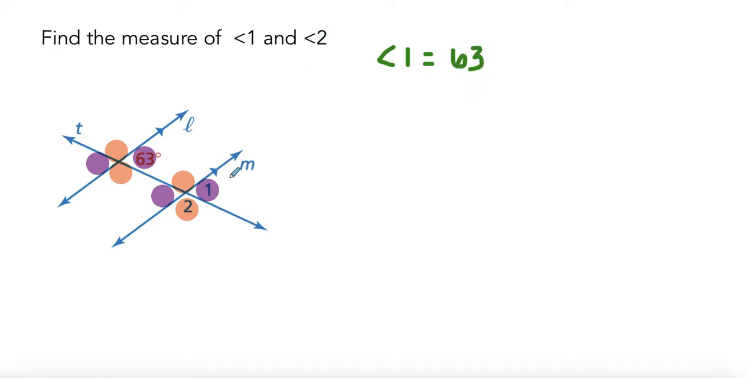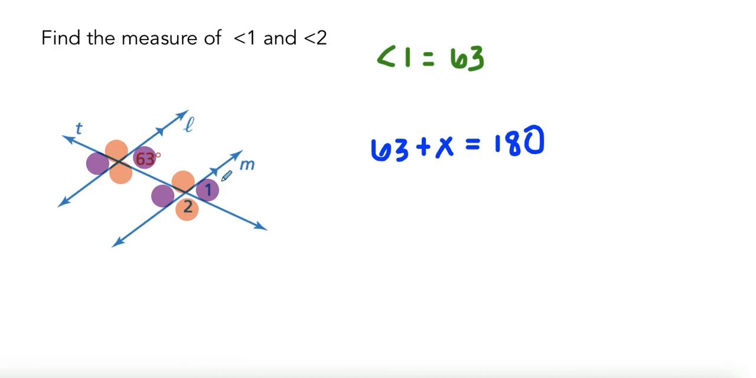I notice that angle 2 and angle 1 are side by side and they form a straight line together. When I have a supplementary angle, I know that both the angles that form that straight line are going to equal 180 degrees. So let's write our equation. 63 plus x, and in this instance, x is going to represent angle 2, is equal to 180 degrees.